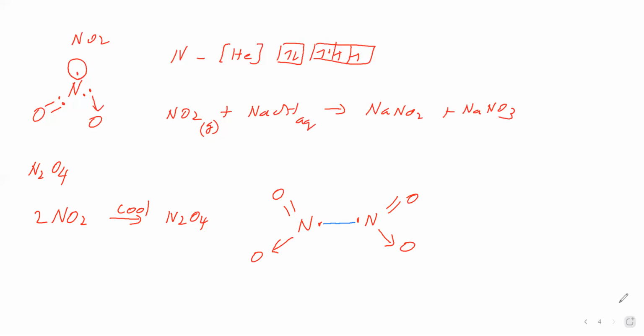Next, we will go for nitrogen pentoxide. The formula is N2O5. How to prepare this N2O5, we will see. We will take nitric acid. To this we will add the dehydrating agent phosphorus pentoxide. The formula of phosphorus pentoxide is P2O5, and we have written it in the dimeric form. This is taken for distillation, and we are getting N2O5.